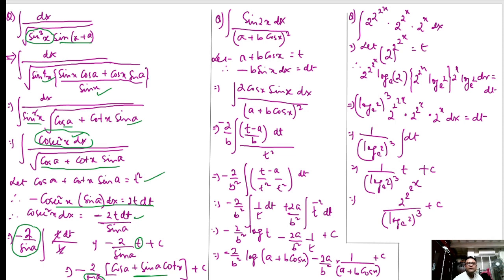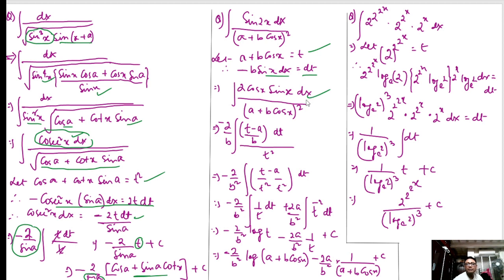Similarly, this sum: integration of sin 2x by a plus b cos x. So a plus b cos x, we will take it as t. So a is a constant, the derivative of cos x is minus sin x, so minus b sin x dx is dt. Please watch here one thing. Instead, we have taken a plus b cos x as t, so this is the lower one. What we are doing is writing this sin 2x as 2 cos x sin x.